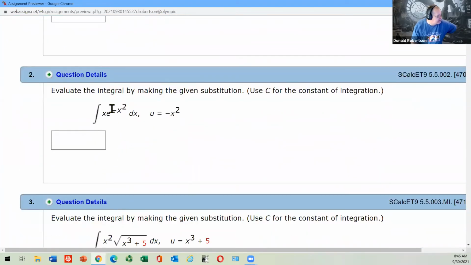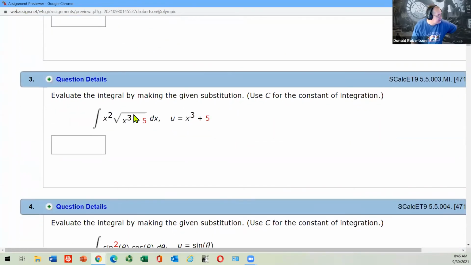If it's e to the something, that something is your U sub. If it's an ugly square root, the thing inside the square root is your U sub. You see the rules I'm putting in English? Okay.